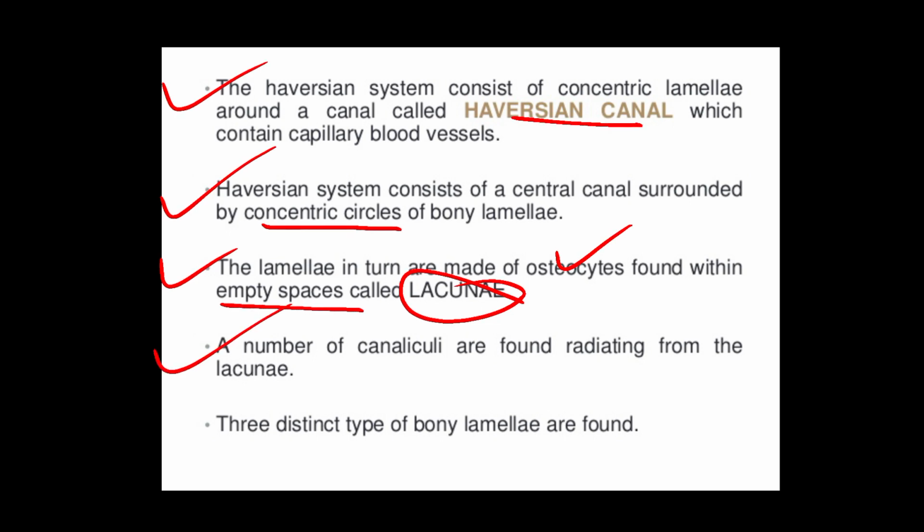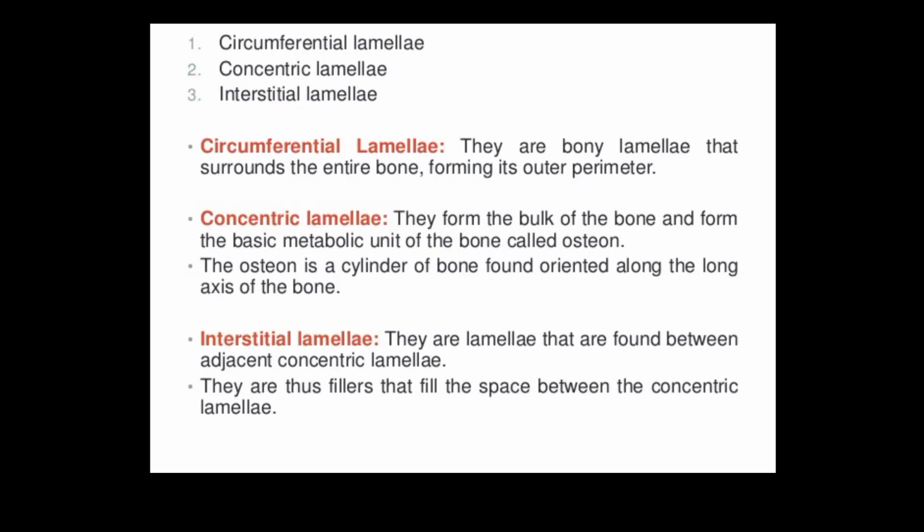A number of canaliculi are found radiating from the lacunae, and three distinct types of bony lamellae are found: concentric lamellae, circumferential lamellae, and interstitial lamellae. The circumferential lamellae are bony lamellae that surround the entire bone, forming its outer perimeter. The concentric lamellae form the bulk of the bone and form the basic metabolic unit of the bone called the osteon. The osteon is a cylinder of bone oriented along the long axis of the bone. After that, interstitial lamellae are lamellae found between the adjacent concentric lamellae. They are thus fillers that fill the space between the concentric lamellae.